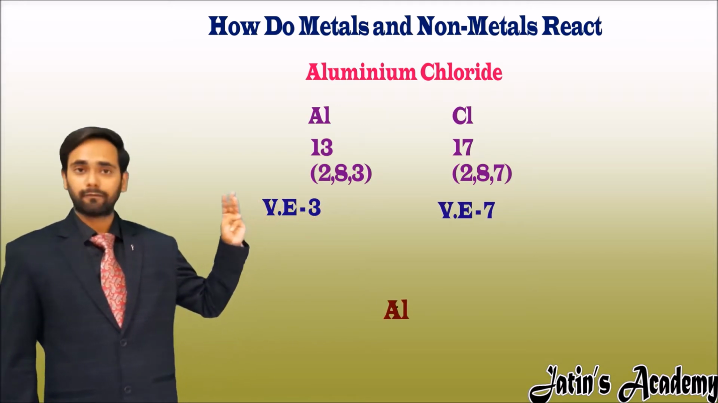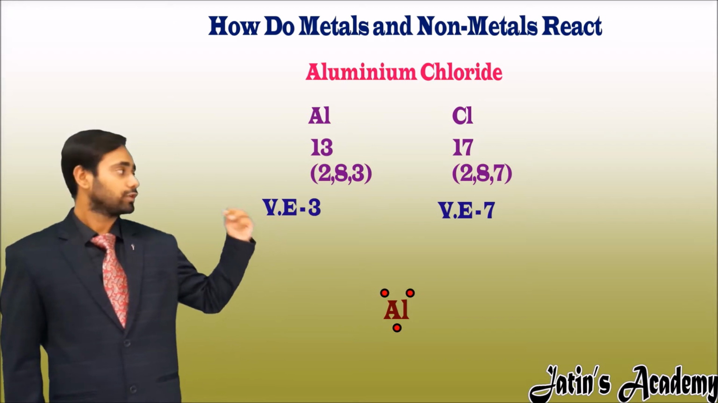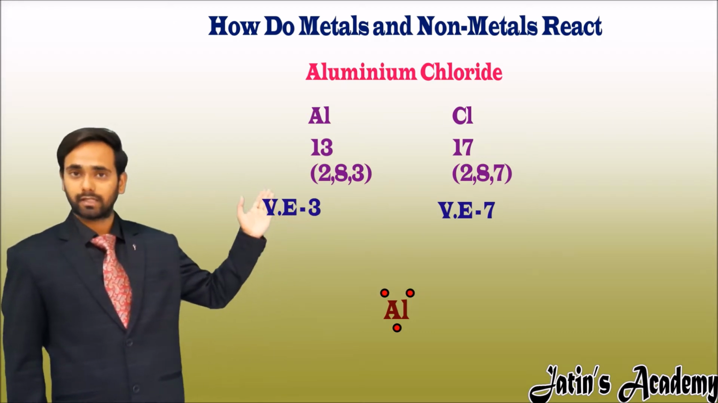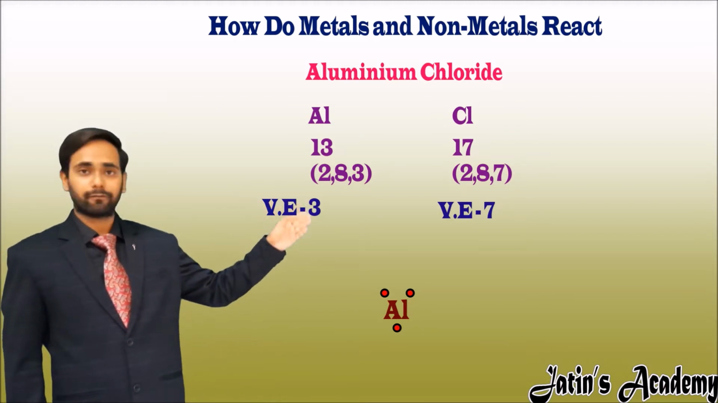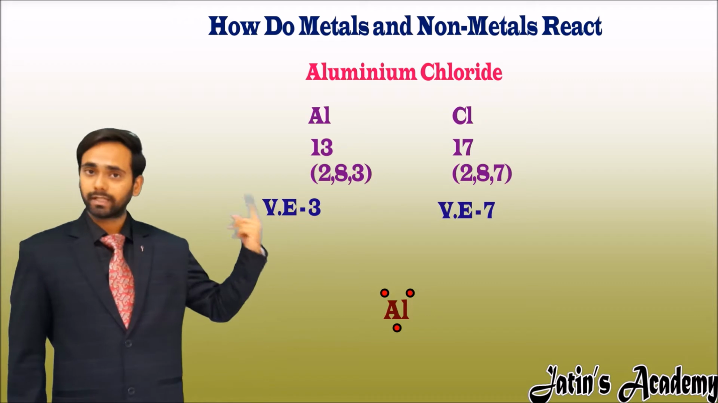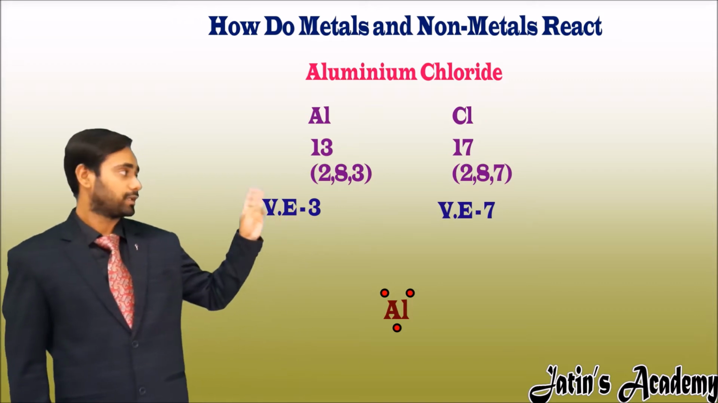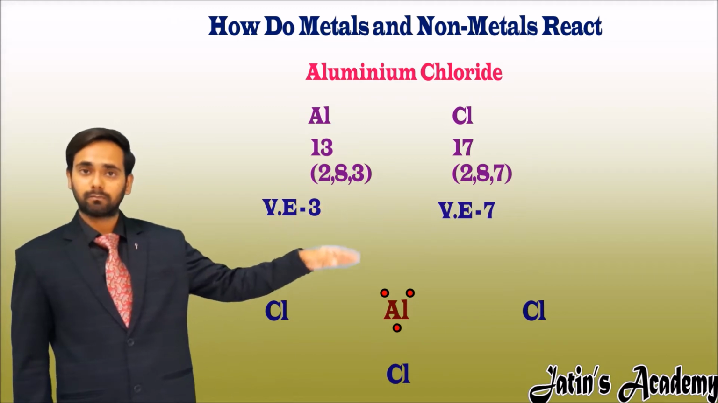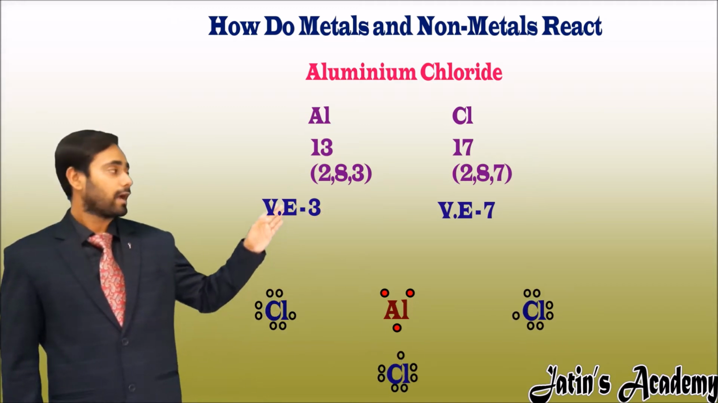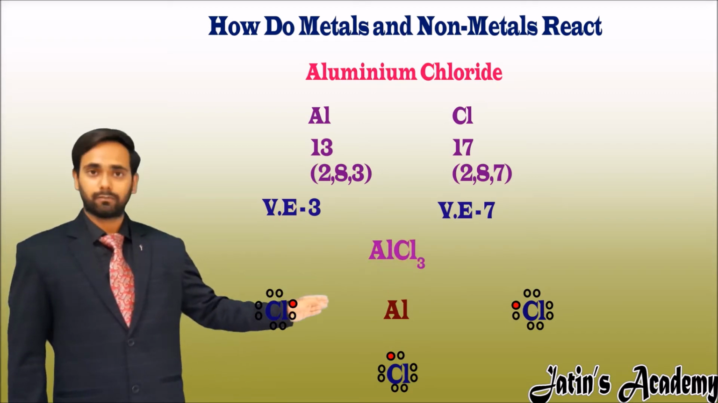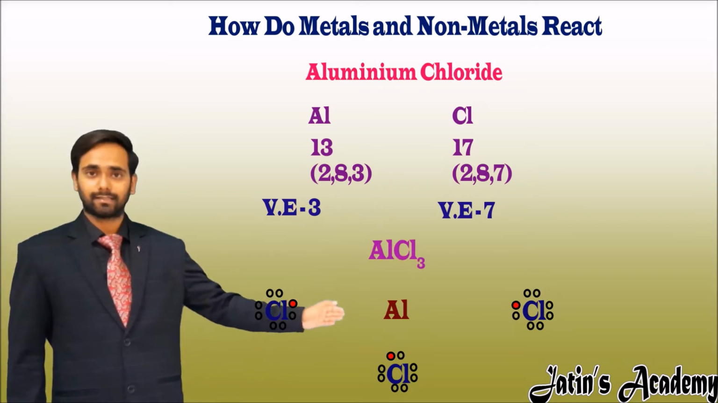Now aluminium has 3 electrons, so in order to complete its octet, it has to donate 3 electrons, and chlorine has to gain 1 electron. Chlorine takes only 1 electron but aluminium has 3 electrons. So 3 chlorine atoms come close to aluminium and each takes 1 electron, and there is a formation of aluminium chloride, that is AlCl3.